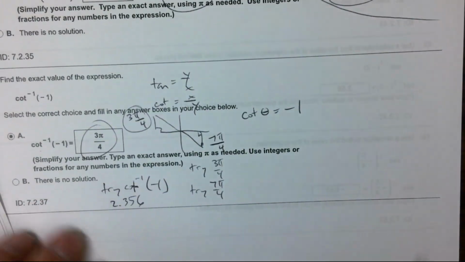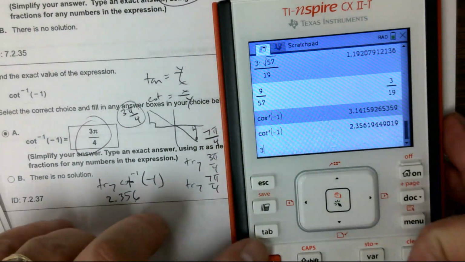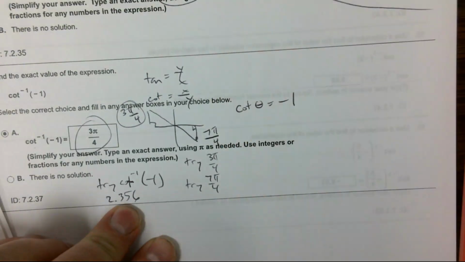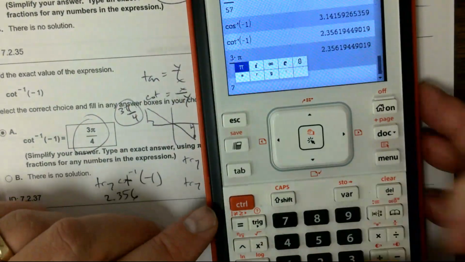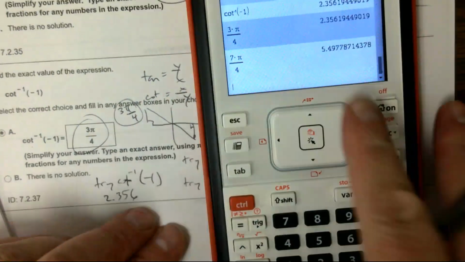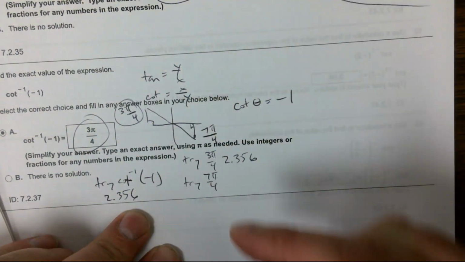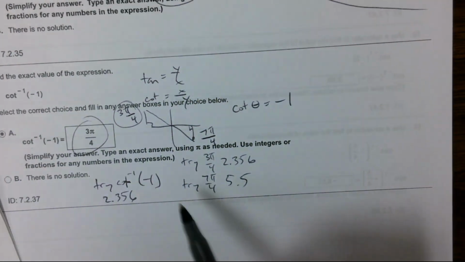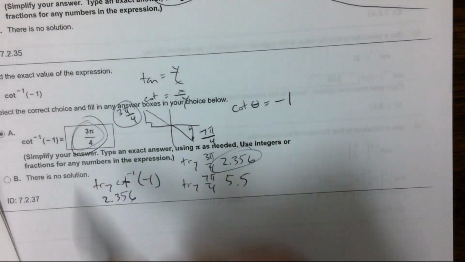And so if we do 3 pi over 4, we get 2.356. And if we do 7 pi over 4, we get 5.5 basically. And so it would have been the smaller answer. So we need the exact 3 pi over 4.